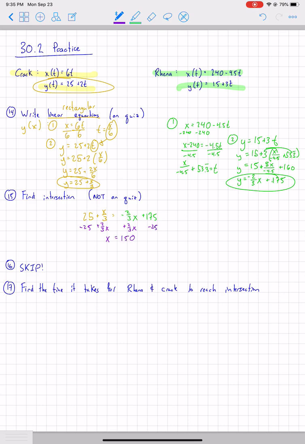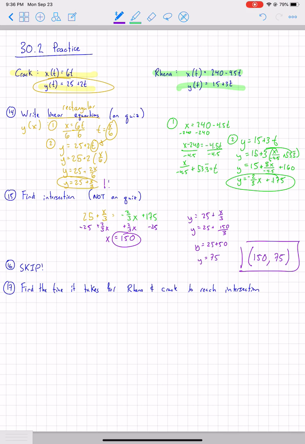That's our x value, but we need to find the intersection point, which is x and y. So we can plug this into either equation for y. I just like this one because it looks a bit cleaner. So y equals 25 plus x over 3. So y equals 25 plus 150 over 3. So y equals 25 plus 50. So y equals 75. So our final answer is 150, 75. That means where the crack's path meets Reyna's path is at 150, 75.